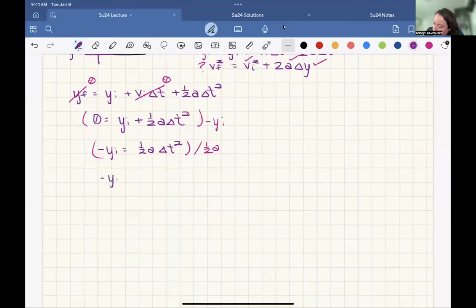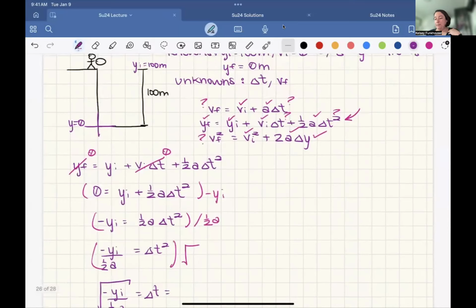So that gives us negative y initial over 1/2 a equals the time interval squared. And then we'll square root both sides. That's what is happening when I make that simple, by the way. So that gives us the square root of negative y initial over 1/2 a equals the time interval. I did show you the equations where we had acceleration due to gravity subbed in, so you're welcome to work from that point. I just don't want to skip too many steps.